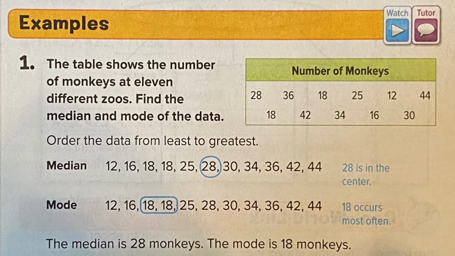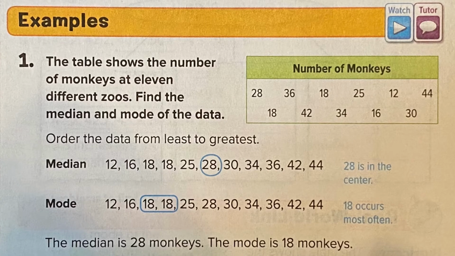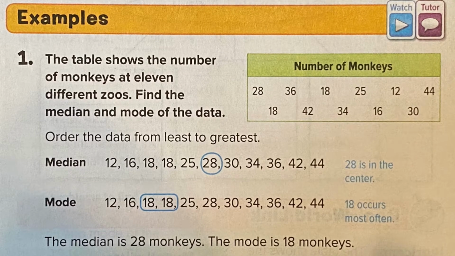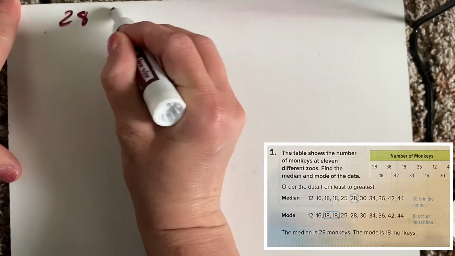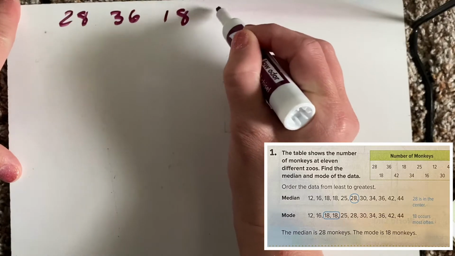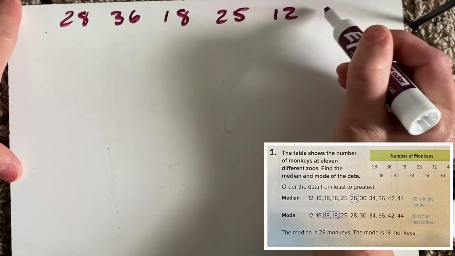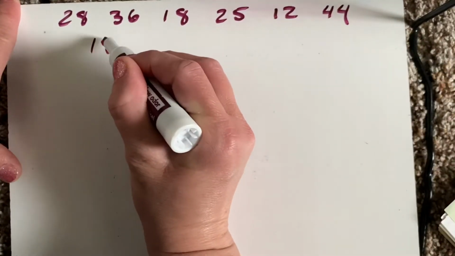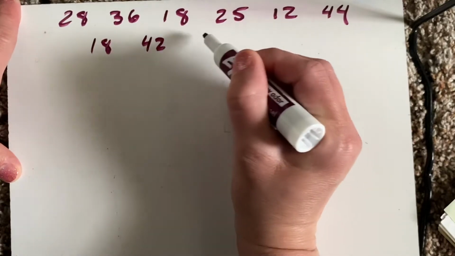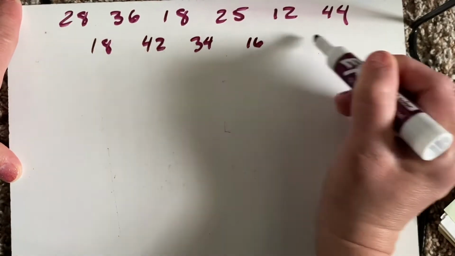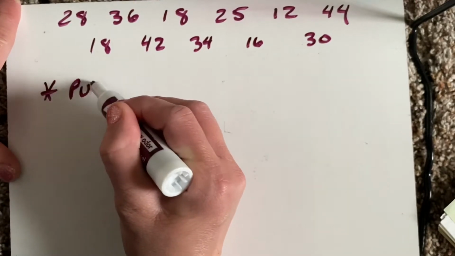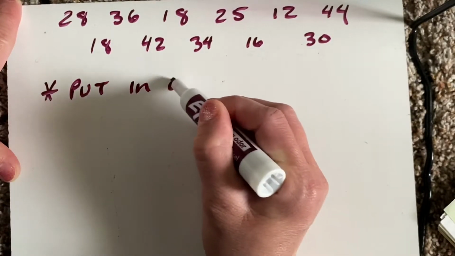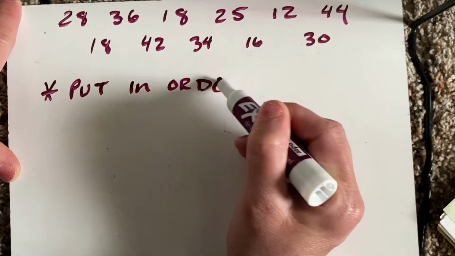All right, let's jump into example 1 here. The table shows the number of monkeys at 11 different zoos. Find the median and mode of the data. Okay, the first thing I'm going to do is write all of the numbers in this data set. So 28 monkeys in this zoo, 25, 34. I'm listing all of the number of monkeys in the data set.